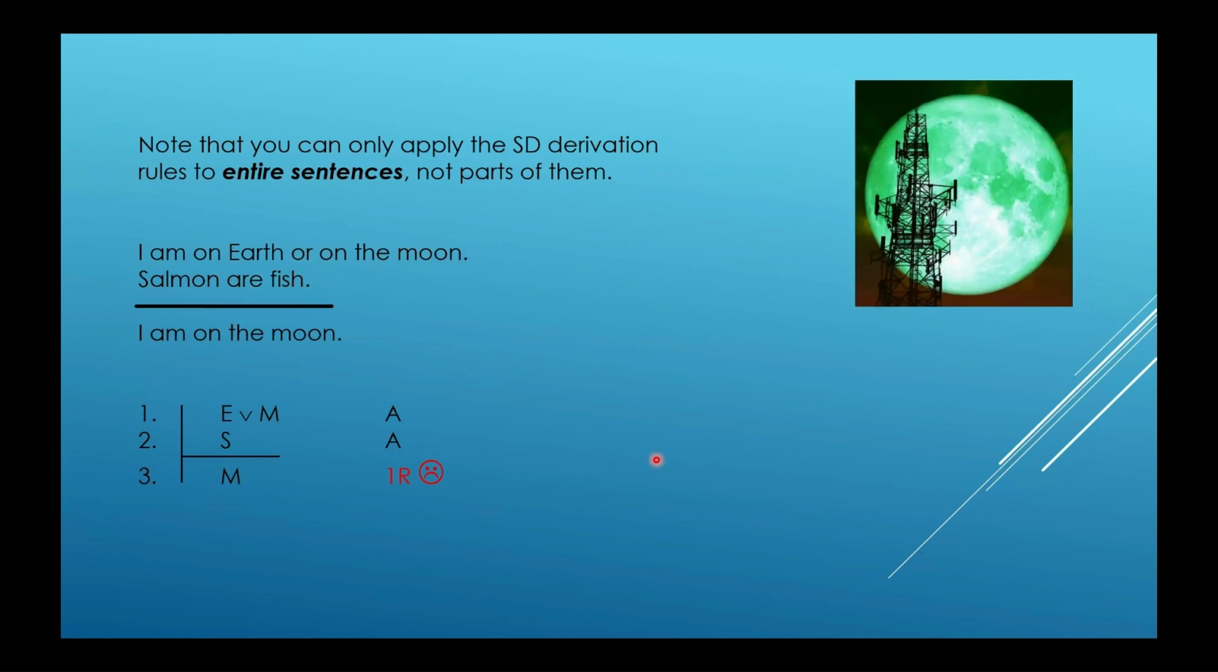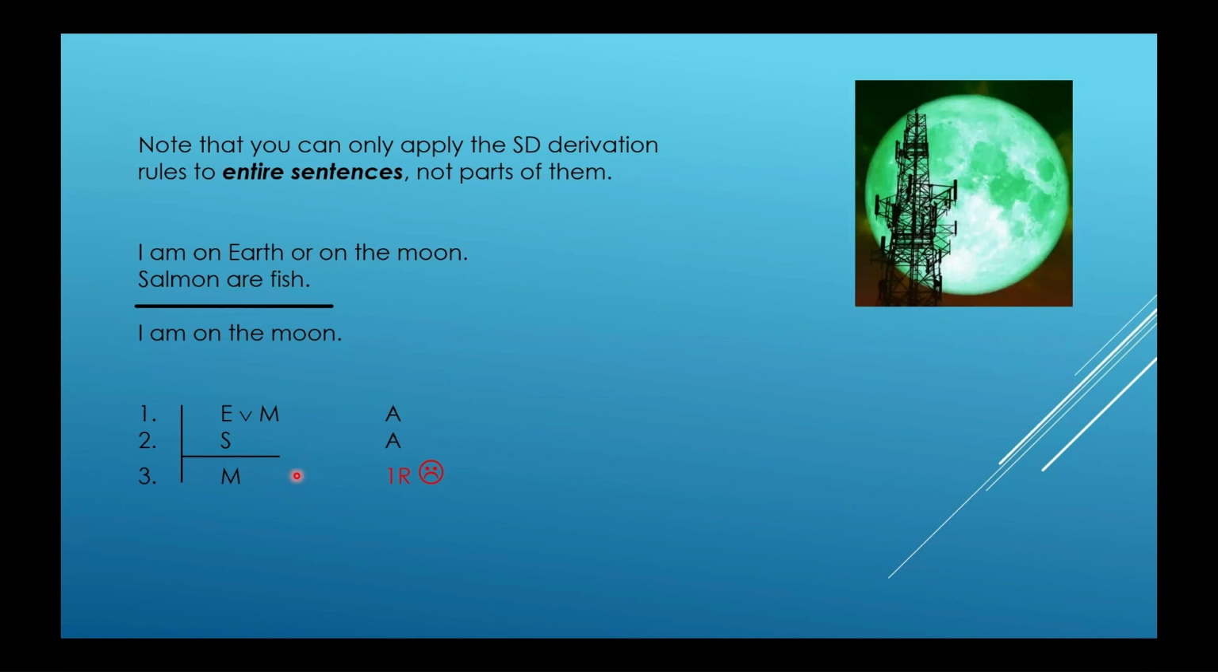Now it's really important to note that derivation rules in SD only apply to entire sentences. They never apply to parts of them. So look at this argument here: I am on Earth or on the moon. Salmon are fish. Therefore, I'm on the moon. Here's how you symbolize it in SD.